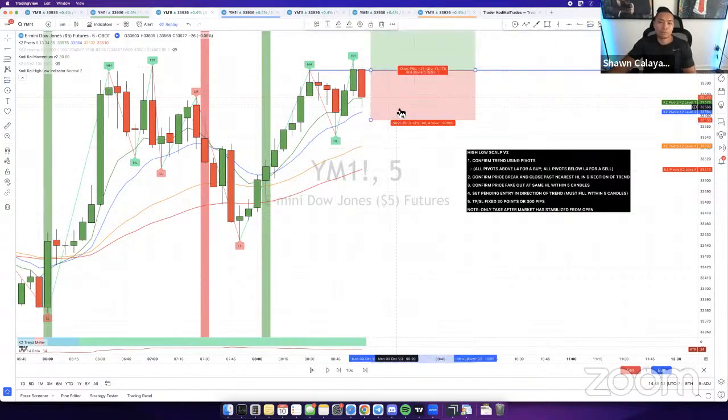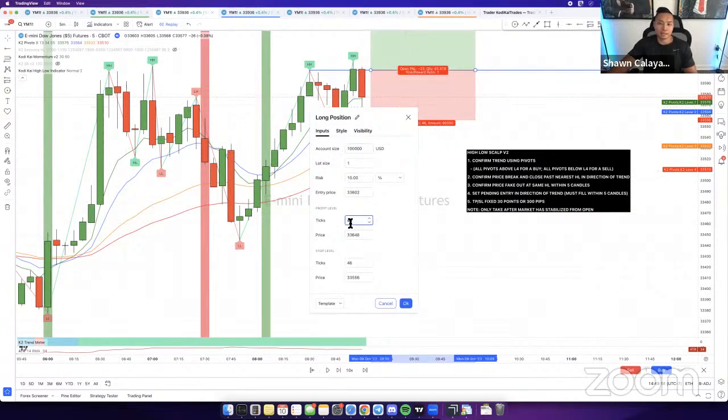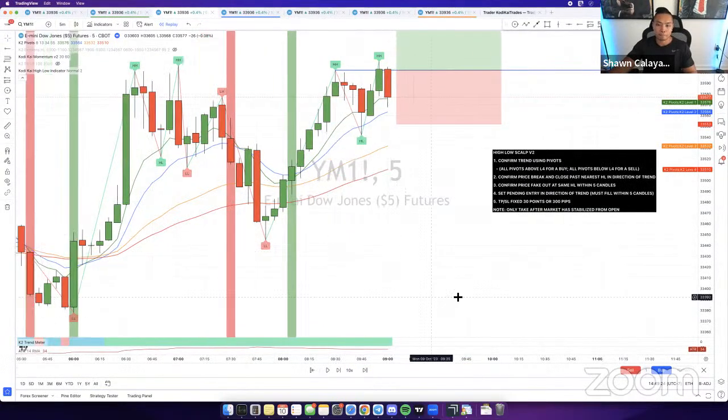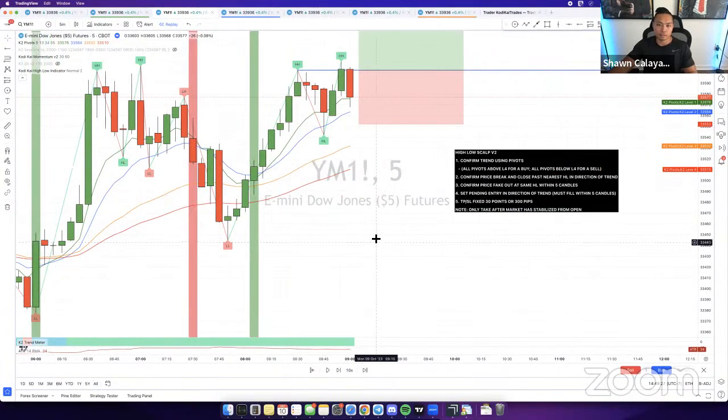The only difference with the 5 minute is that since it's a higher time frame, you can probably go for a bigger TP and stop loss. So instead of going for 30-30, I would go for 50-50, 500 pips, because it's a longer trade. This could be an intraday trade. It's not going to be scalping anymore at this point. It'll probably turn into an intraday trade or even a swing trade if the market's going sideways.